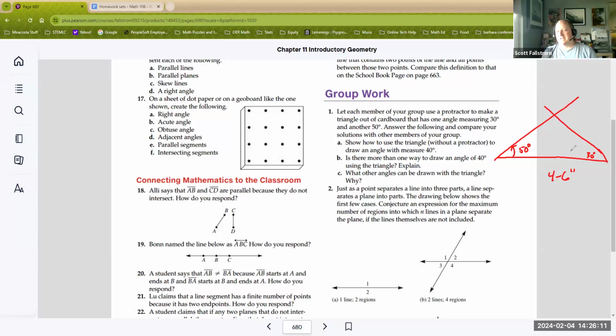And what's going to happen is those lines are going to intersect somewhere. And then use your straight lines, cut, and you'll be good to go. There's your triangle. Okay. What other angles can be drawn with this triangle?